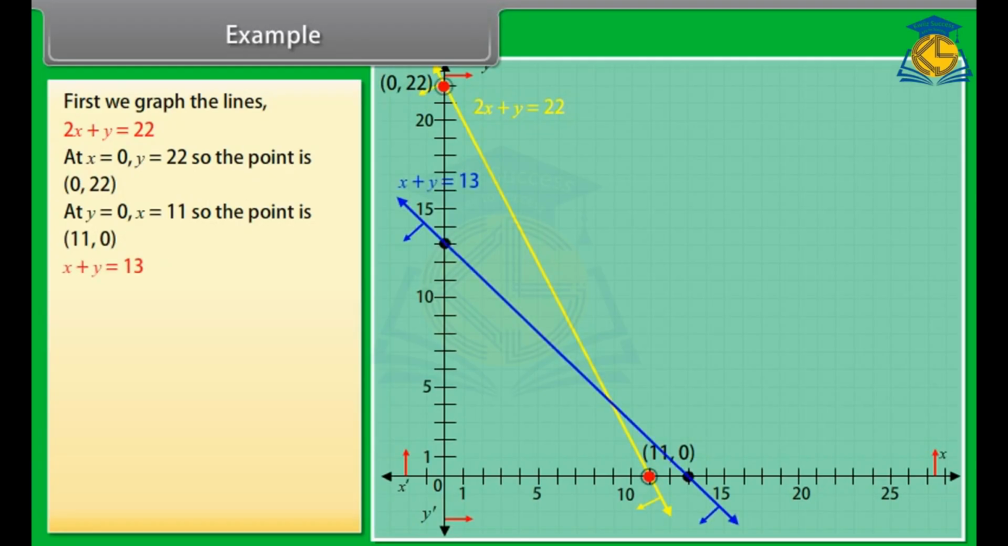X plus y is equal to 13. At x is equal to 0, y is equal to 13. So, the point is (0, 13).